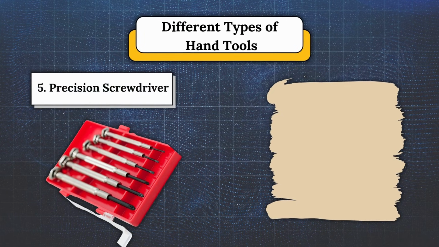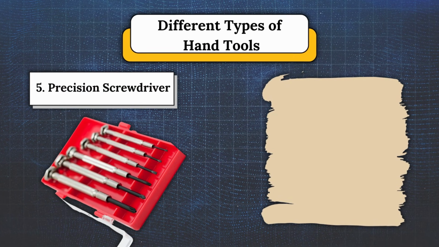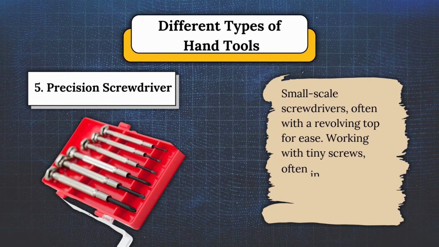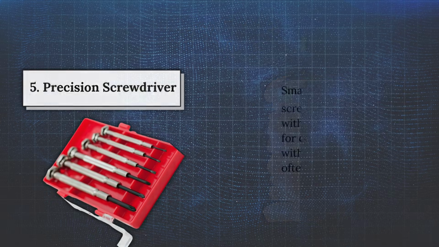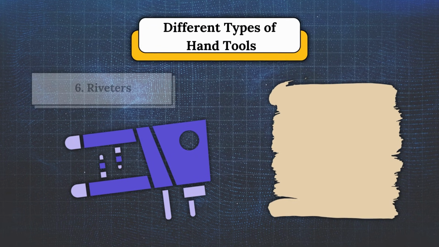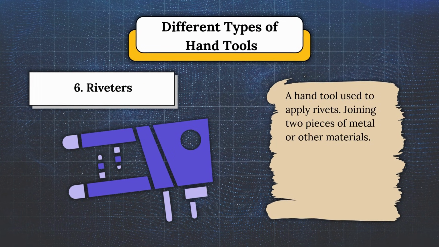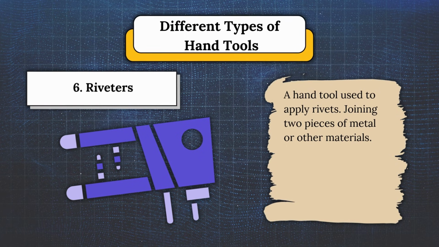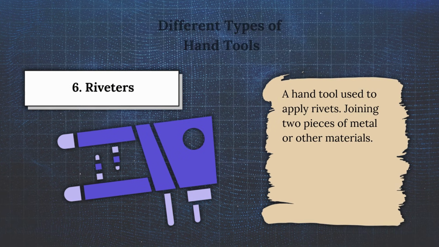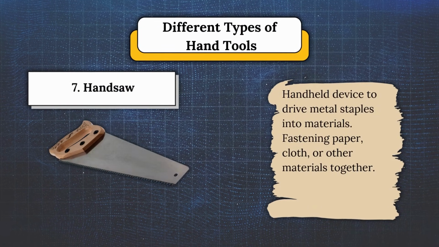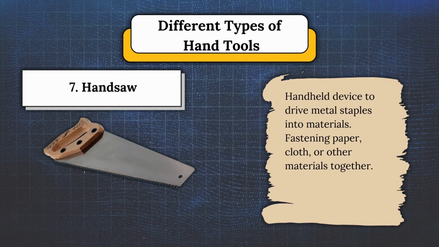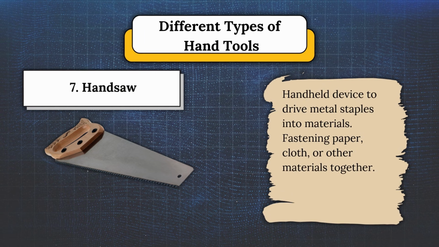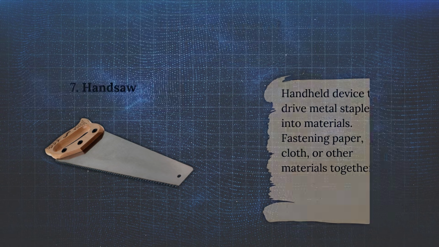Number 5, precision screwdrivers. Small-scale screwdrivers, often with a revolving top for ease. Working with tiny screws, often in electronics. Number 6, riveters. A hand tool used to apply rivets, joining two pieces of metal or other materials. Number 7, handsaw. Handheld device to drive metal staples into materials, fastening paper, cloth, or other materials together.